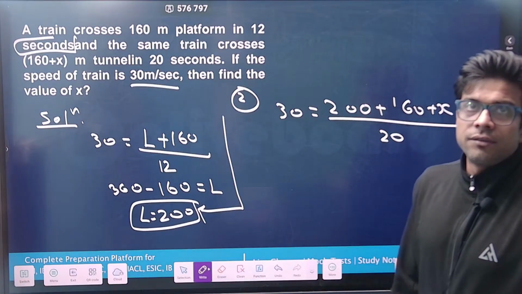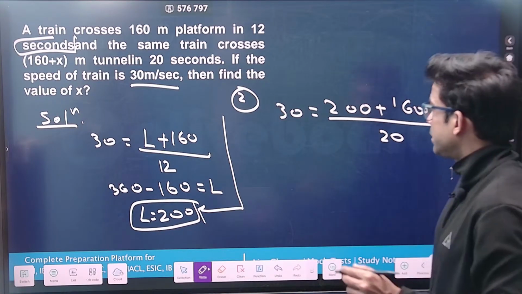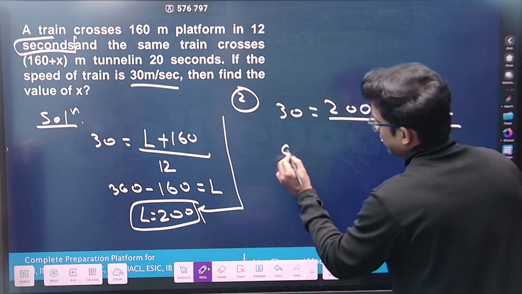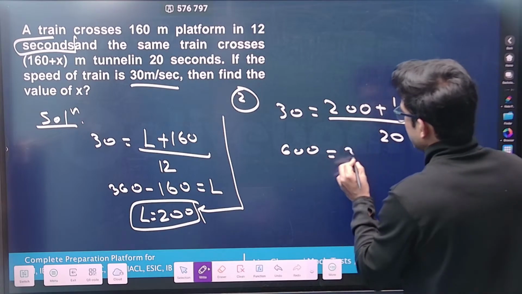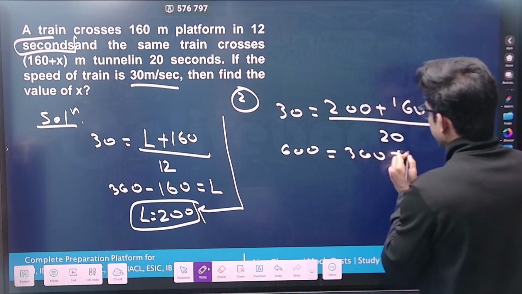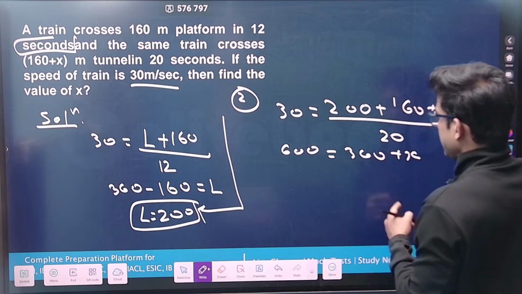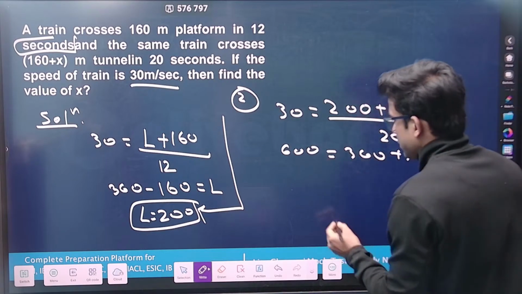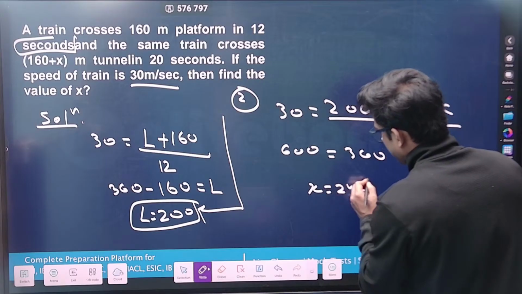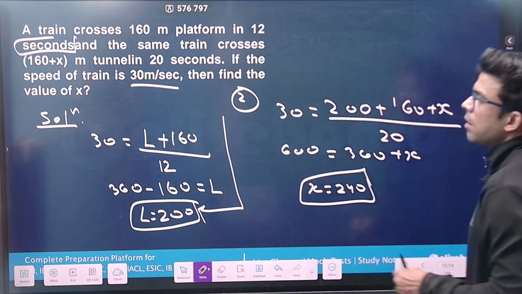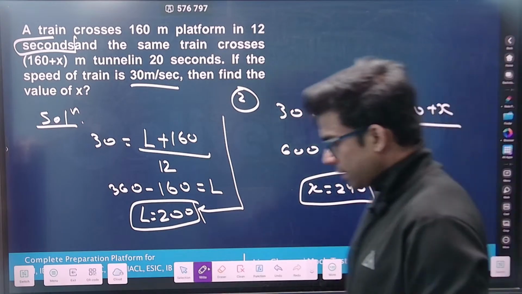Clear or not, everyone? So basically, this would be 600 is equal to 360 plus X. Now 600 minus 360 is 240. So the value of X is 240. They're asking what? Find the value of X. X is 240. Is it understood, everyone?